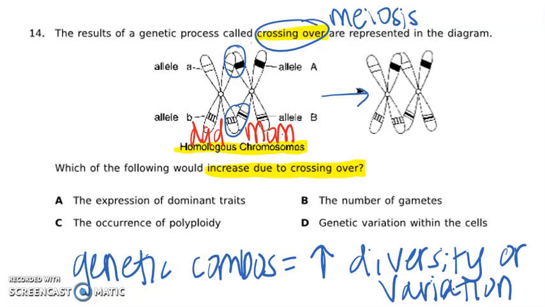So looking at answer choices, A, the expression of dominant traits, that doesn't have anything to do with crossing over. B, the number of gametes or the number of sex cells, that doesn't have to do with crossing over. C, the occurrence of polyploidy. Okay, don't get trapped just because they put a big fancy word in there. Or D, genetic variation within the cells. We're looking for an increase. And right down here, remember we said crossing over increases the diversity or the variation, which is exactly what D says. So that is our correct answer.